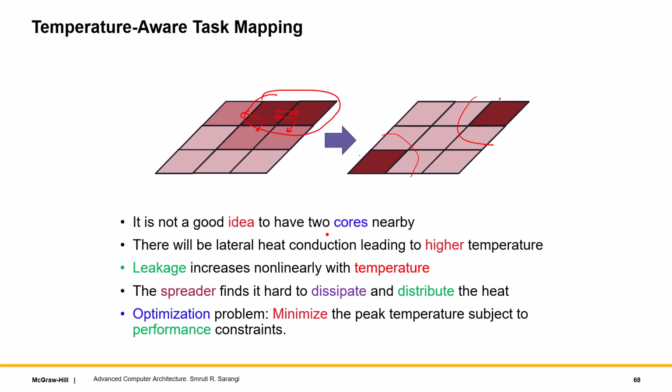So again, don't have two hot cores nearby. Lateral heat conduction leads to the leakage temperature feedback loop, which is slightly nonlinear. If a large hotspot forms, a spreader will find it hard to dissipate heat, even though it does a good job, but its capabilities are limited.